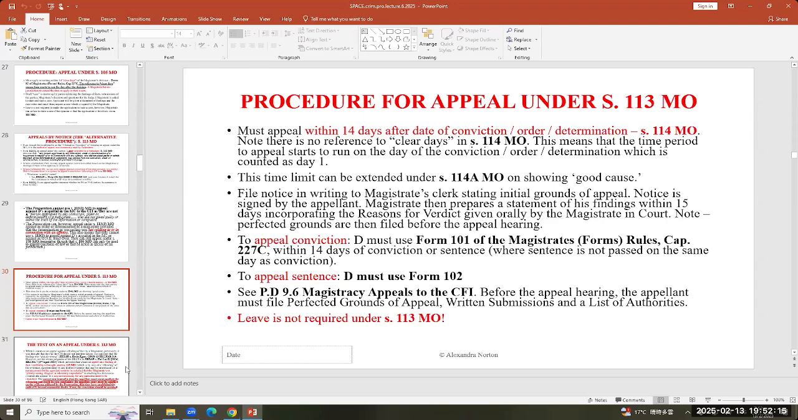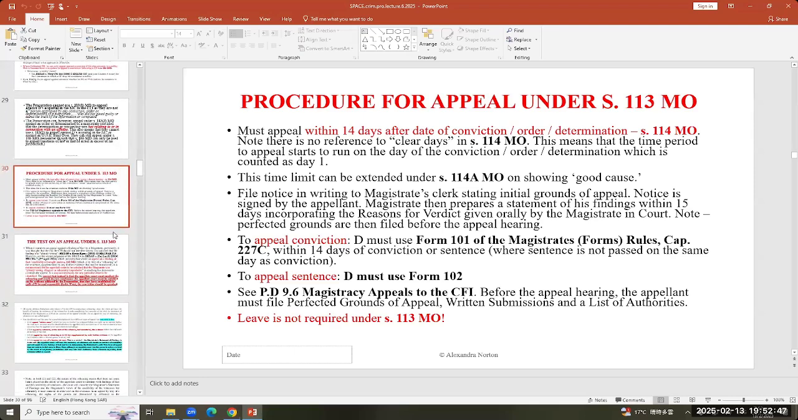So because time's so short, in practice, in the Form 101, you file what's called initial grounds of appeal. It's sort of like a placeholder. And then later, when you have the transcript, you have the written reasons for verdict, you perfect those grounds. Because in that tight 14-day period, you may not have fully formulated all of the grounds of appeal. But you don't need leave to appeal under 113. So remember, to appeal a magistrate's decision, whether it's 105 or 113, you don't need leave.